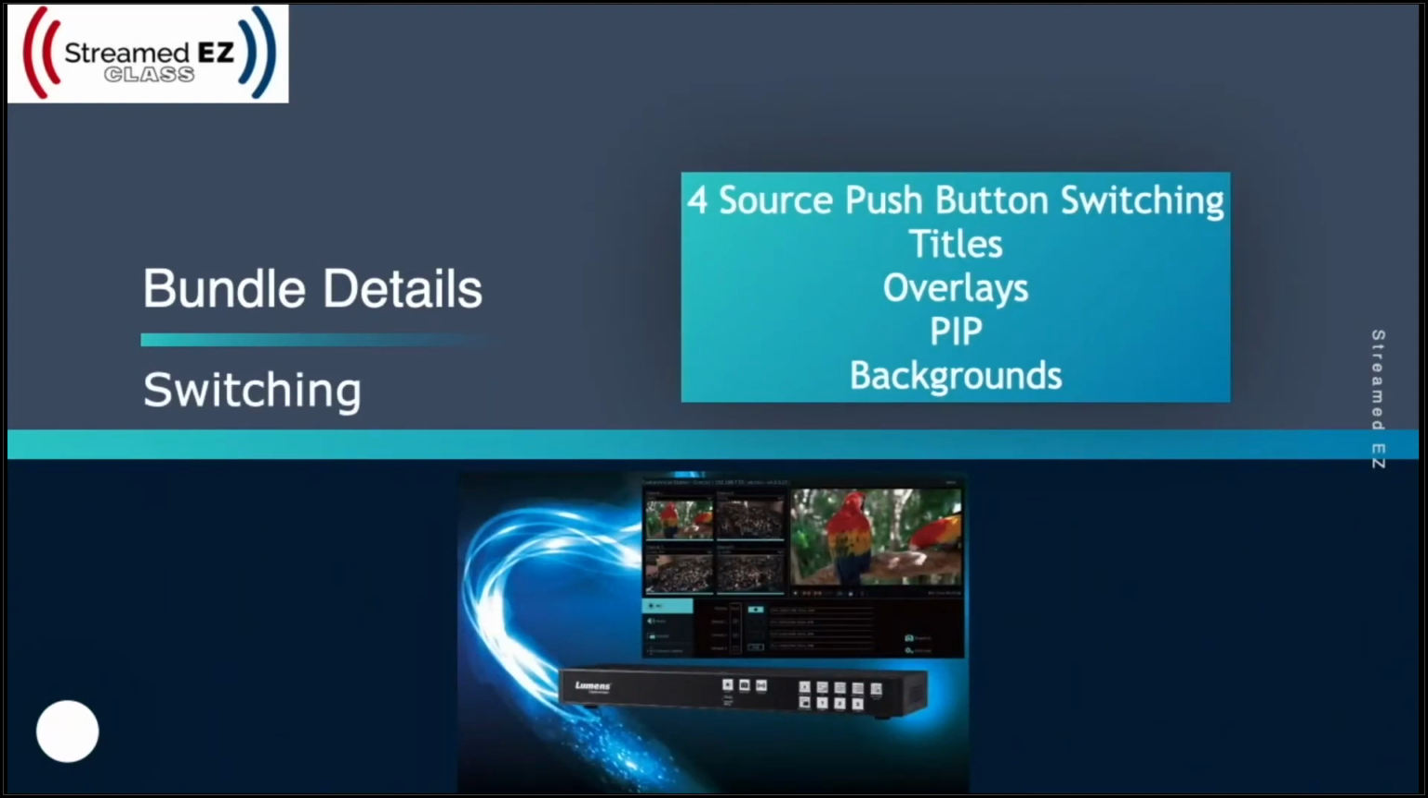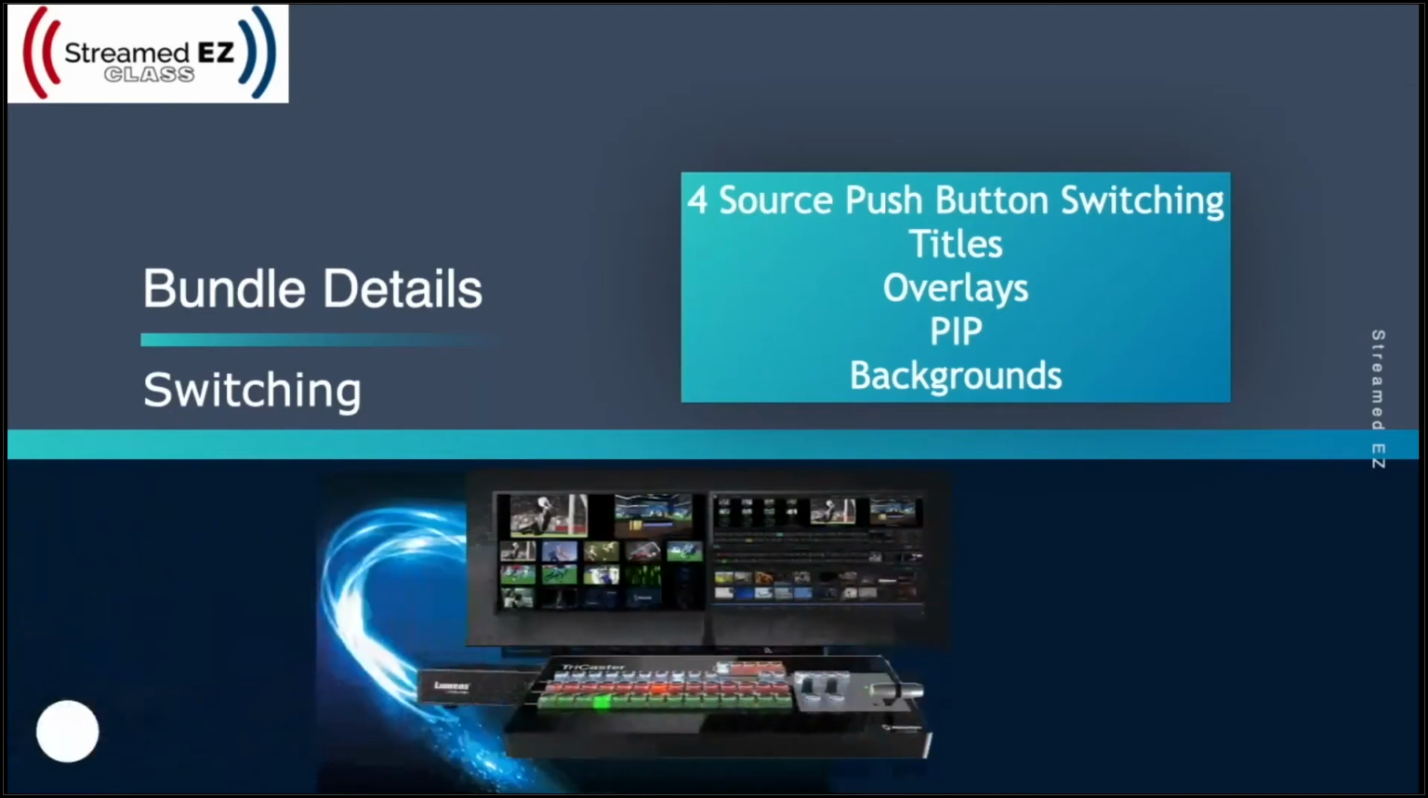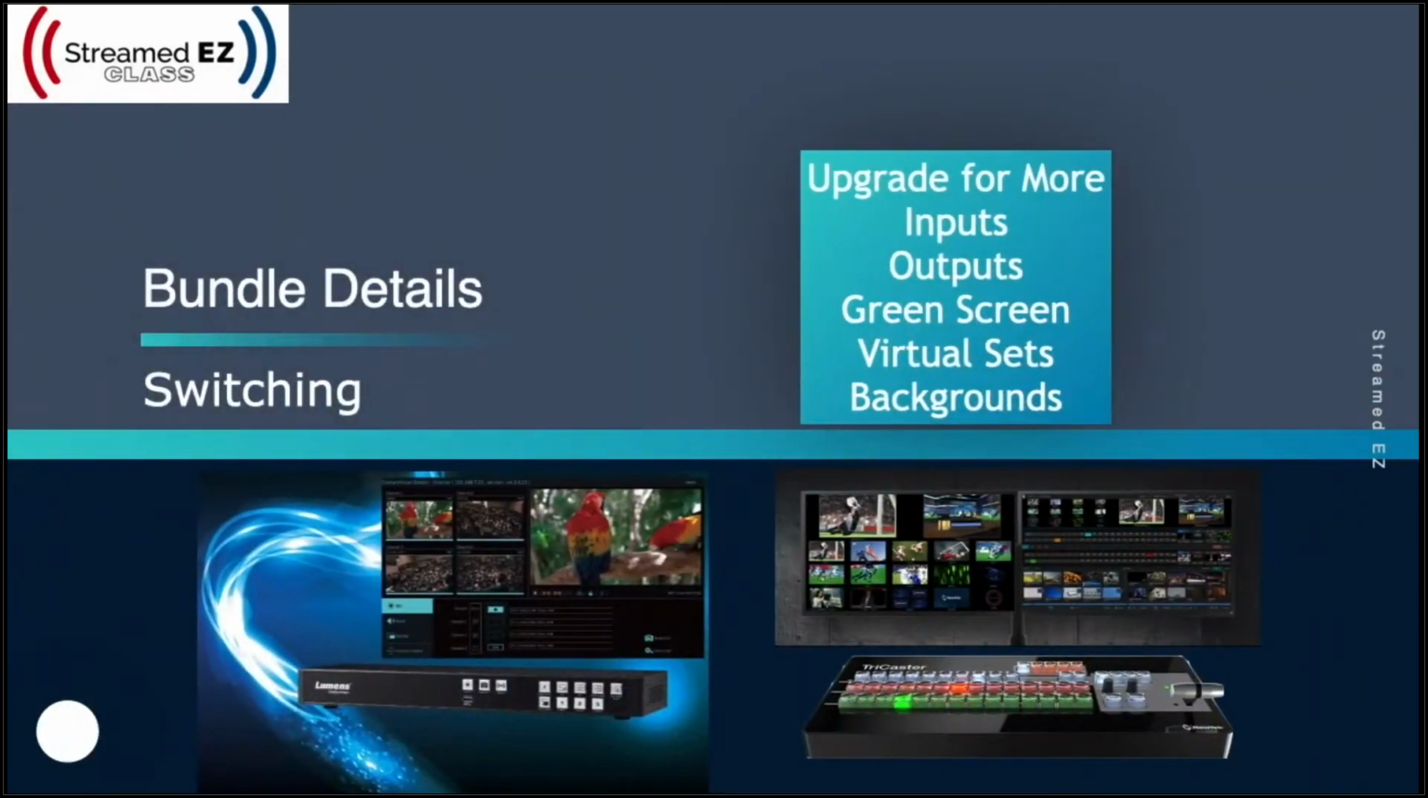Once you have cameras, how do you select which cameras to actually show? That's the job of the video switcher. The Streamed Easy Bundle includes a 4 simultaneous channel switcher with titles, graphic overlays, picture-in-picture functionality, backgrounds, and more. You can even bring in pre-recorded videos and other content into your class. If you need even more, we can scale to larger switchers that will offer more functionality and flexibility.